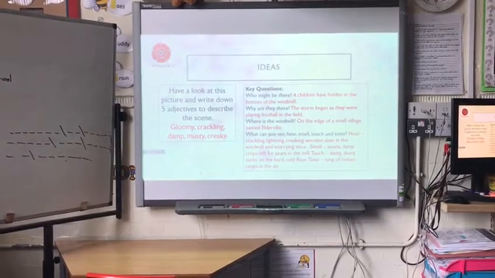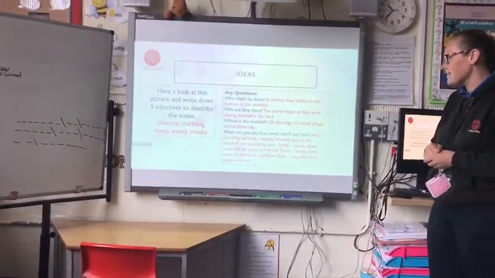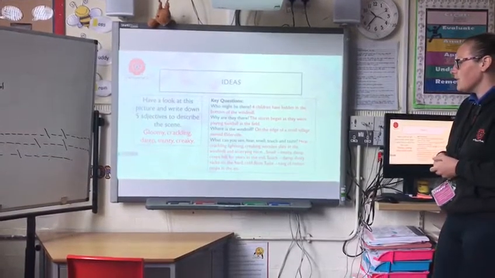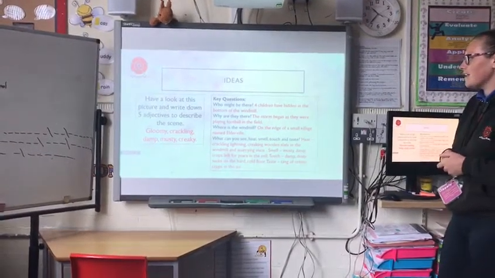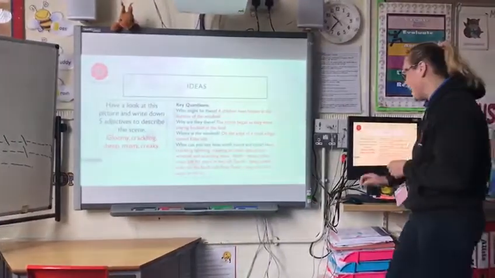And what can you see, hear, smell, touch and taste? You can hear crackling lightning and creaking wooden slats in the windmill and scurrying mice. You can smell musty, damp crops left for years in the mill. You can touch damp, dusty sacks on the hard, cold floor and taste a tang of rotten crops in the air.